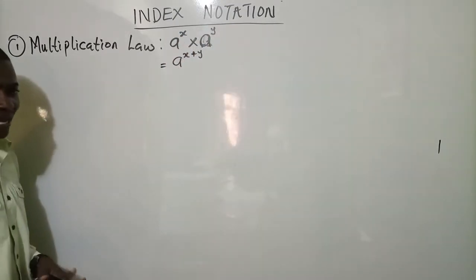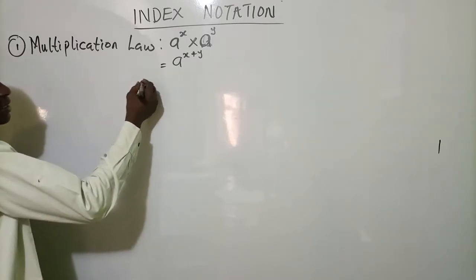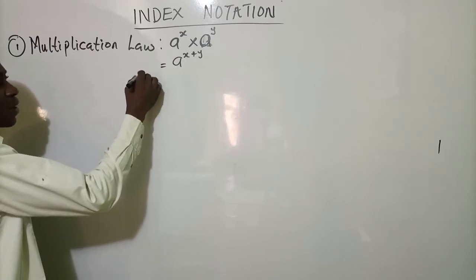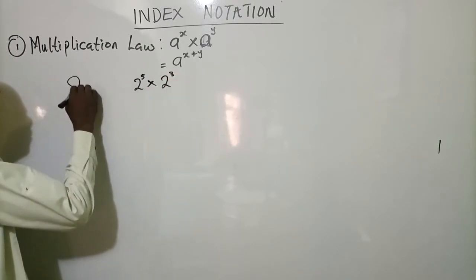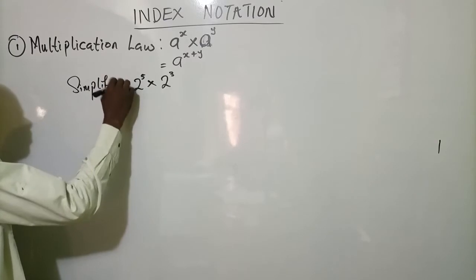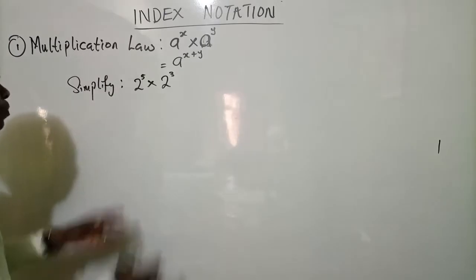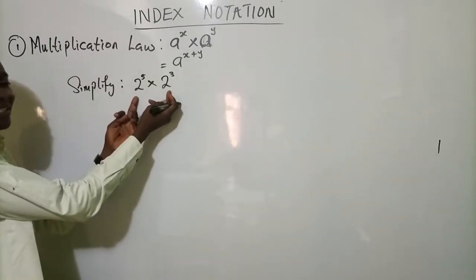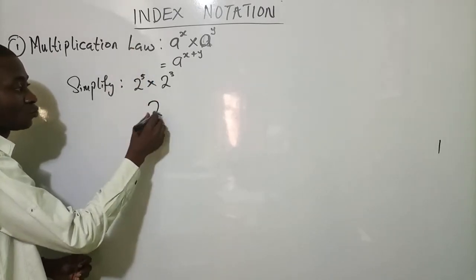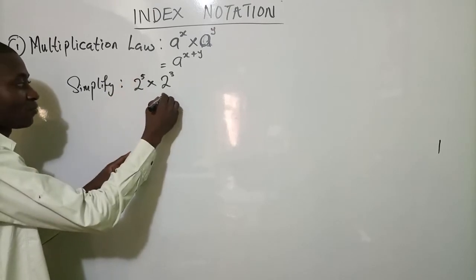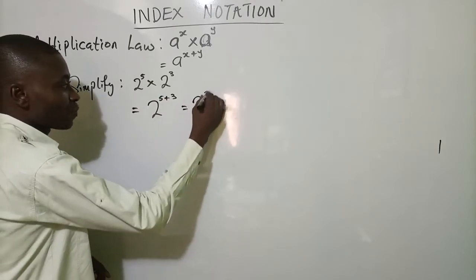For example, you have a question like this in the exam that says simplify, let's say, 2 raised to the power of 5 times 2 raised to the power of 3. Apply the multiplication law. Look at the base. The base is the same, 2 and 2. So what are you supposed to do now? Apply the first law of indices. This means that we're going to do 2 raised to the power of 5 plus 3, which is equal to 2 raised to the power of 8.